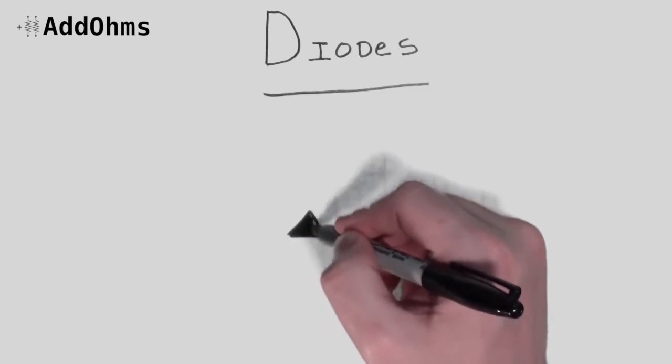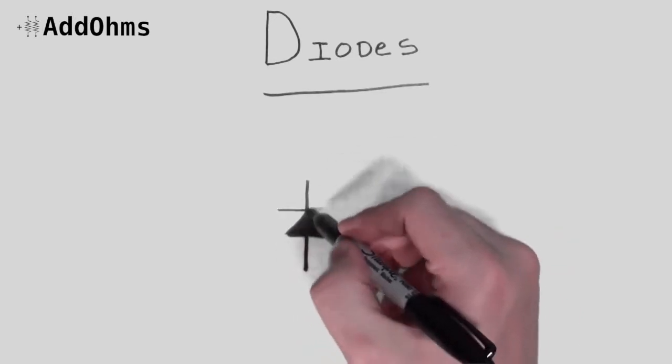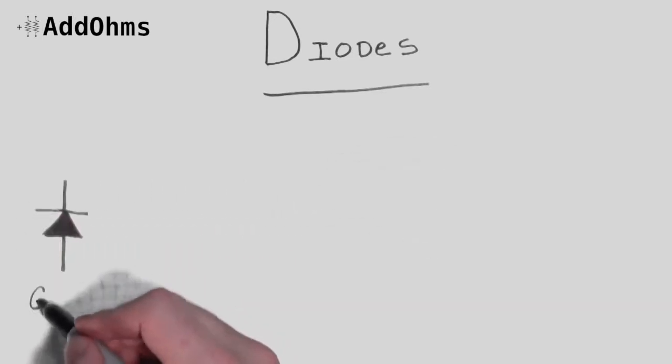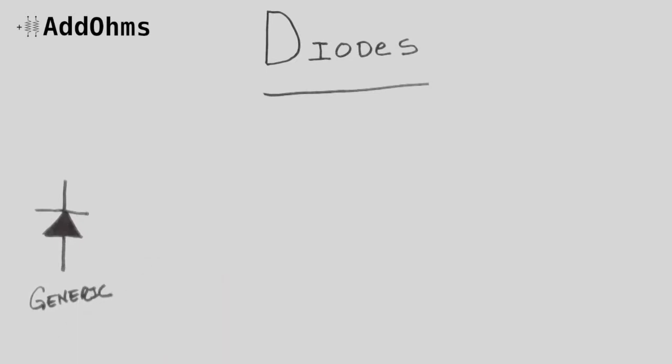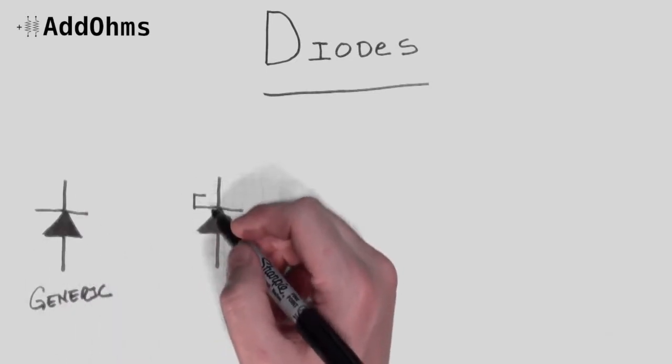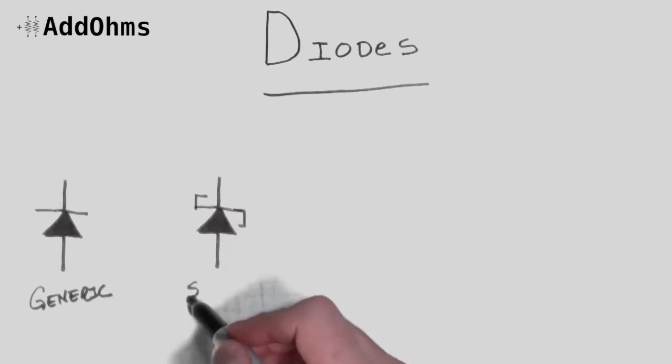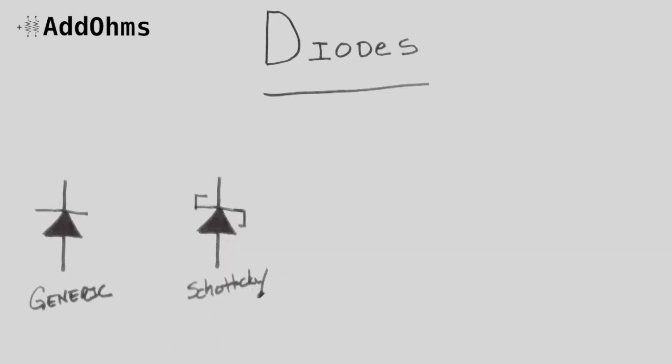This generic diode symbol is the basis for all the other diode symbols. This one usually indicates a slow power diode. If a circuit needs a faster signal diode, you might see the symbol for a Schottky, which is indicated by these additional lines on the cathode side of the symbol.